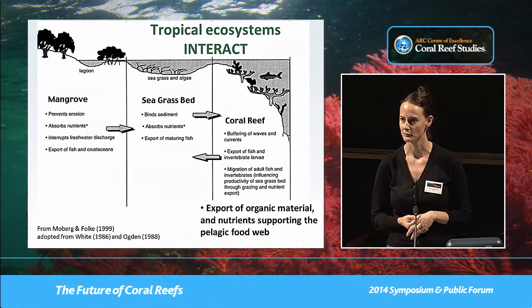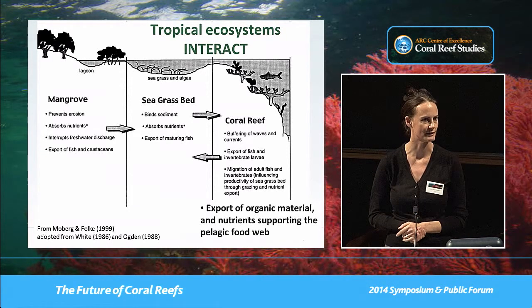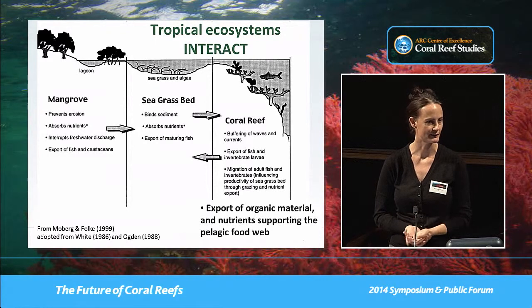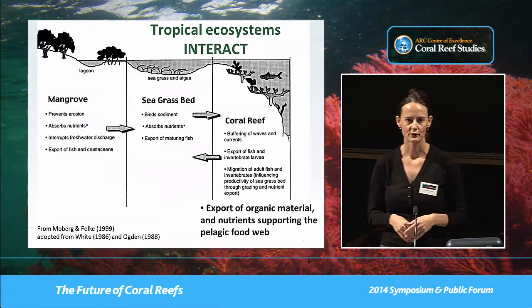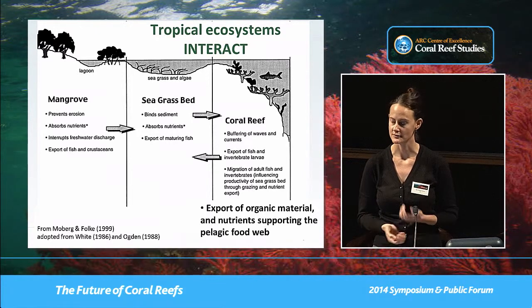We know mangroves help prevent erosion, they absorb nutrients and also freshwater discharge from terrestrial environments. Seagrass beds lying in between mangroves and reefs can help absorb sediment. They absorb nutrients and bind sediments. And coral reefs also have an important role in exchanging nutrients and other processes between ecosystems.